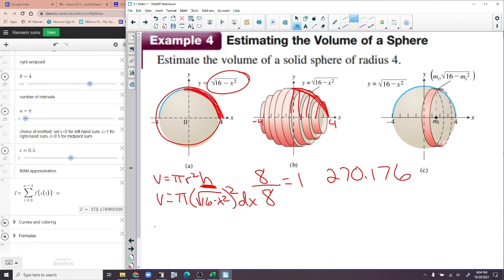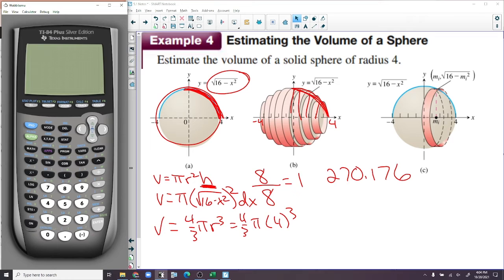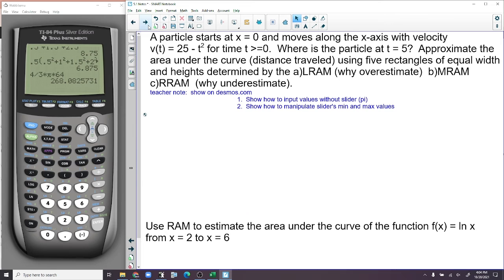Well, we know what the volume of a sphere is. It's 4/3 pi r cubed, which is 4/3 pi times 4 cubed. Let's grab the calculator. 4/3 times pi times 64. So that's there. Look how close the approximation is, 270.176 to 268.082. How close that is, only using 8 cylinders. Pretty remarkable that we can get that good of an answer, and we've only used 8. That's not like 800. We could use 8,000 with computers and get a really great estimate for this.